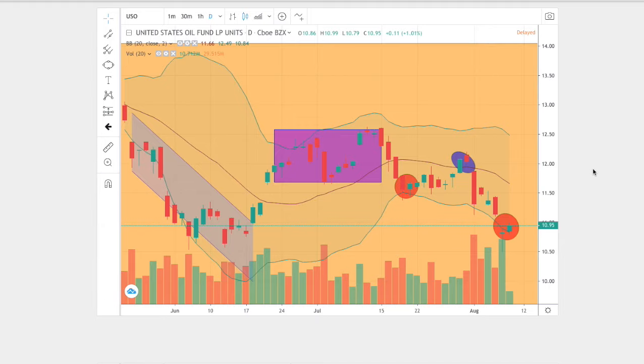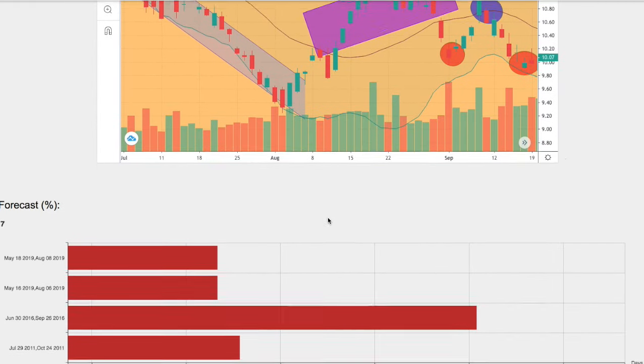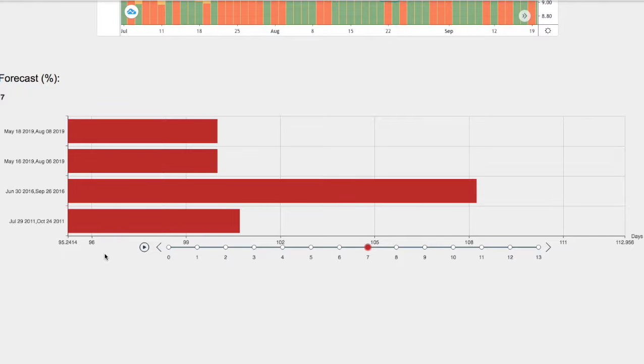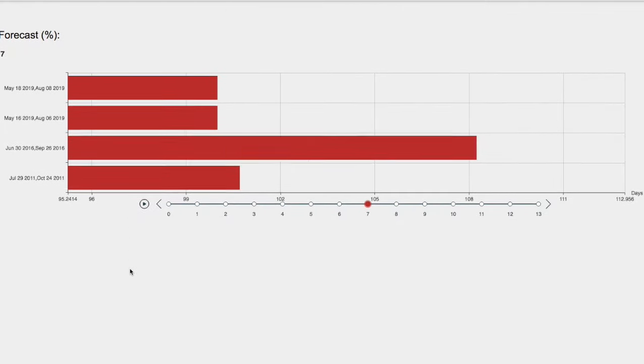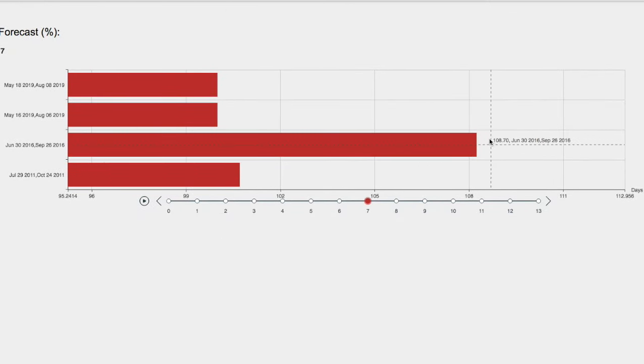So there's reason to believe if the trends and patterns are the same, the outcome and forecast should be the same. So the forecast model that we just examined was this: June 30th, 2016 to September 26, 2016, and it looks like WTI was up around 8.2%.